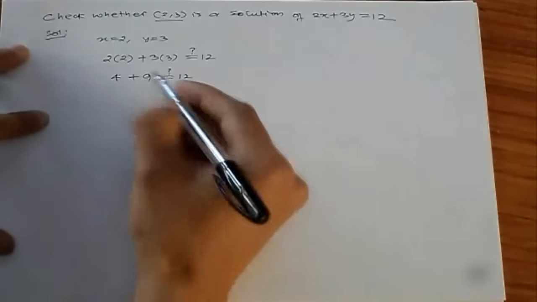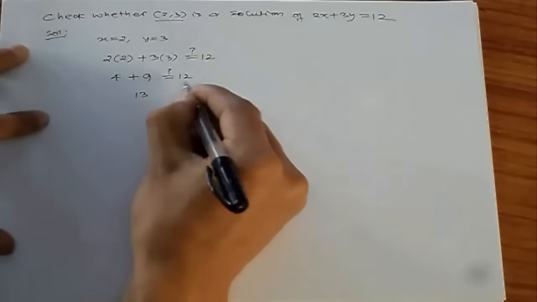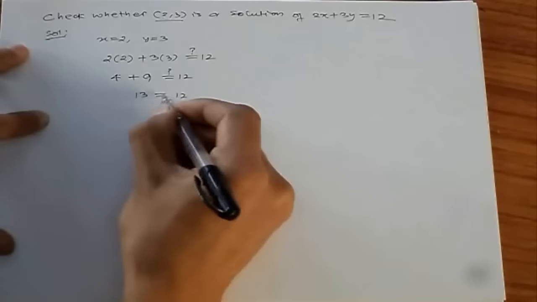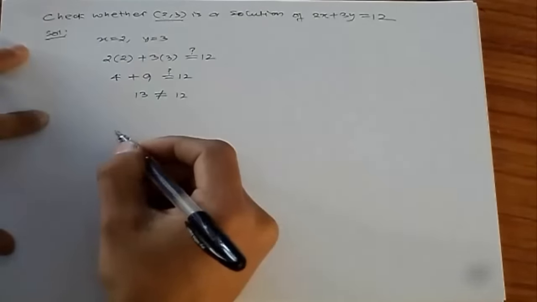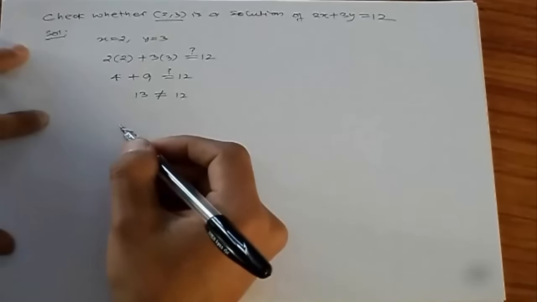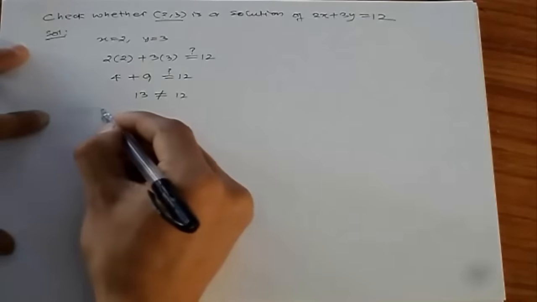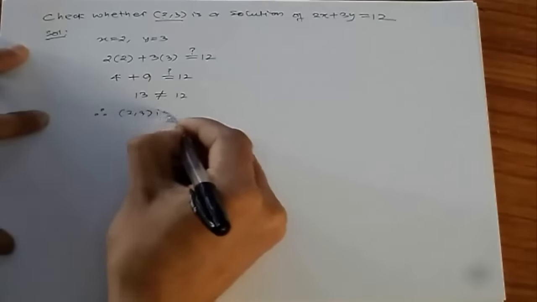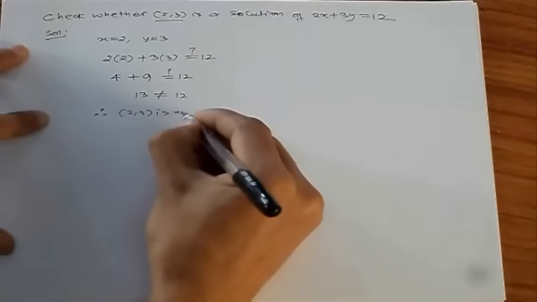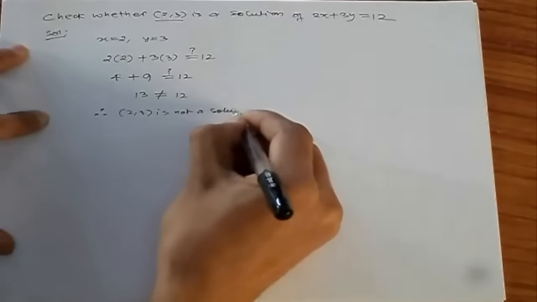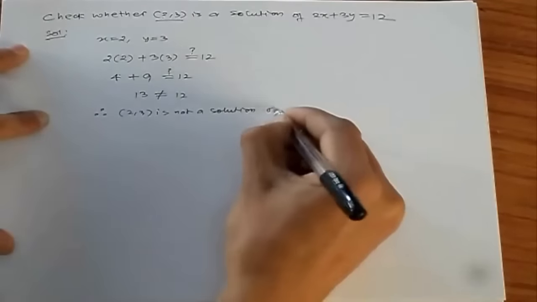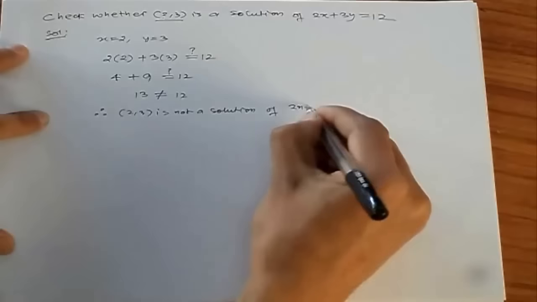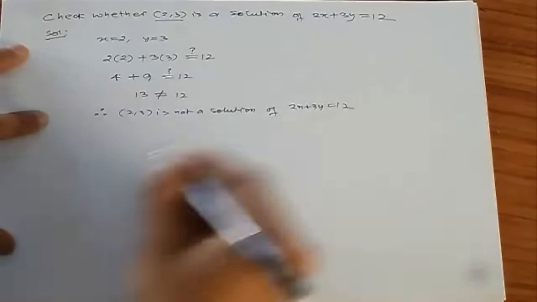Now 4 plus 9, 13. And here, right hand side, 12. Now 13 is not equal to 12, so we can easily say that therefore (2, 3) is not a solution of 2x plus 3y equal to 12.